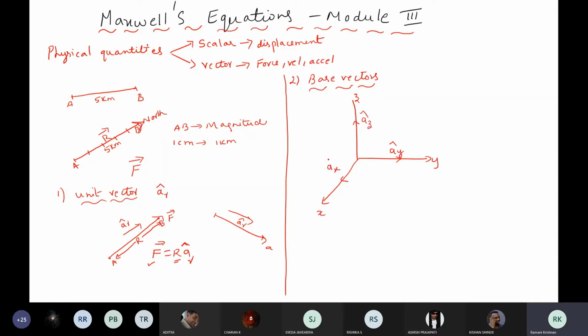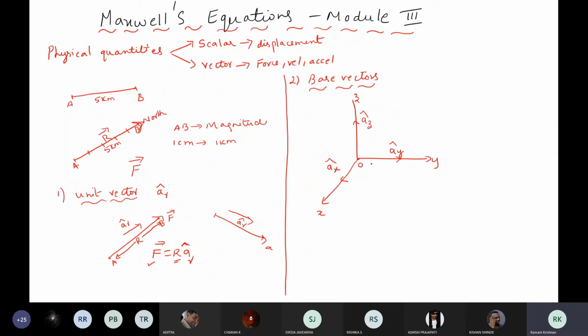Now tell me, what are base vectors? Base vectors are also unit vectors, but can you guess? Can you see the diagram? They are oriented along the respective axis. See, AY cap is oriented along the Y axis. AZ cap is oriented along the Z axis. AX cap is oriented along the X axis. So base vectors are also unit vectors which are oriented along the respective axis.